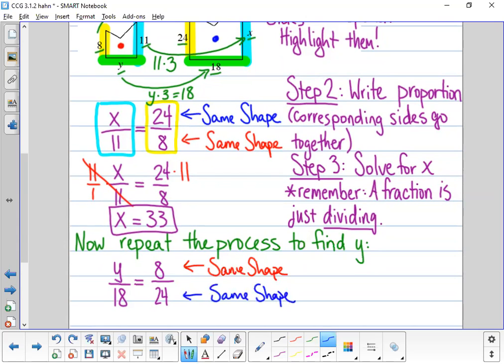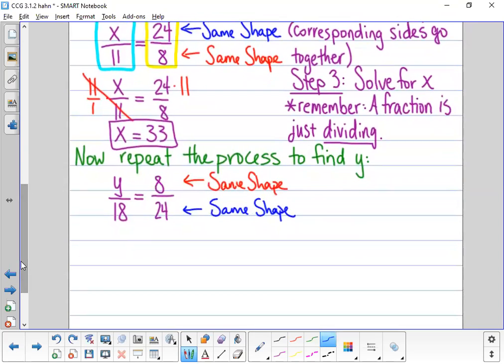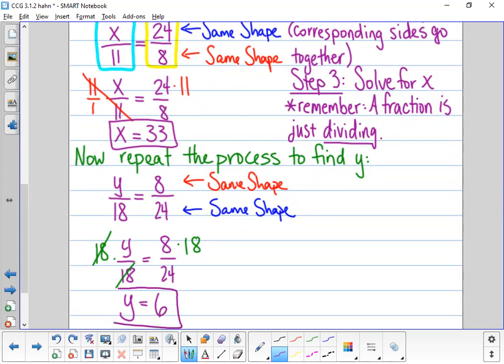Okay, now I'm going to solve for Y. Y is just dividing, or sorry, 18 is dividing the Y. So I can get rid of the dividing by multiplying. So I'm going to multiply both sides by 18. That'll get rid of my dividing. And I multiply the top of the other fraction by 18. And when I multiply those out, I get 6. So my answer for Y is 6.